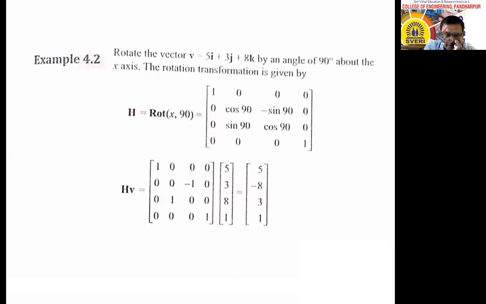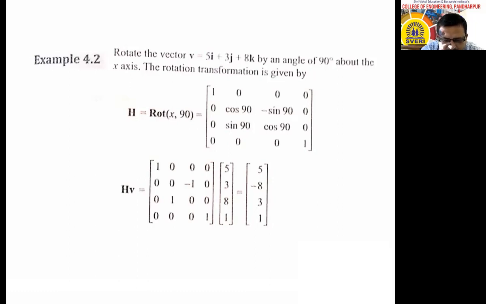Now, example 4.2. Rotate the vector v is equal to 5i plus 3j plus 8k by an angle of 90 degrees about the x-axis. The rotation transformation is given by h is equal to rotation of x 90, which is equal to the matrix 1 0 0 0, 0 cos 90 minus sin 90 0, 0 sin 90 cos 90 0, and 0 0 0 1.